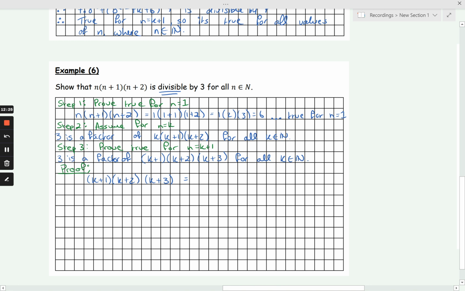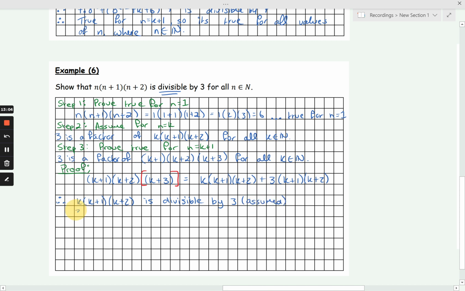And what I'm going to do here is I'm going to split my last bracket and multiply it by all the terms before. So I'm going to split my k plus 3 to multiply it by all the terms before. Which when I do that I get k by k plus 1 by k plus 2 plus 3 by k plus 1 by k plus 2. And now I can see a nice little short proof this time. k by k plus 1 by k plus 2 is divisible by 3, and I know it's divisible by 3 because it's assumed in step 2. So again I'm going to put in brackets assumed.